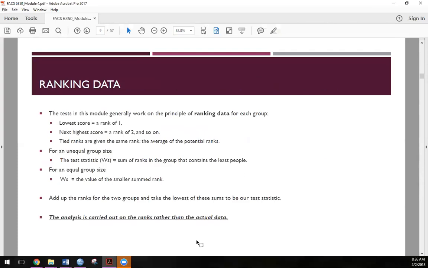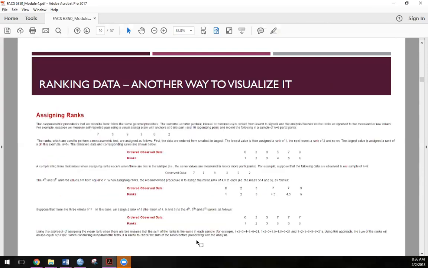So when you rank data, your lowest score, you give a 1, and your next highest score, you give a 2, next highest score, you give a 3. And then if you have tied scores, you sum them together and get the mean. And so what this looks like, this is this chart.